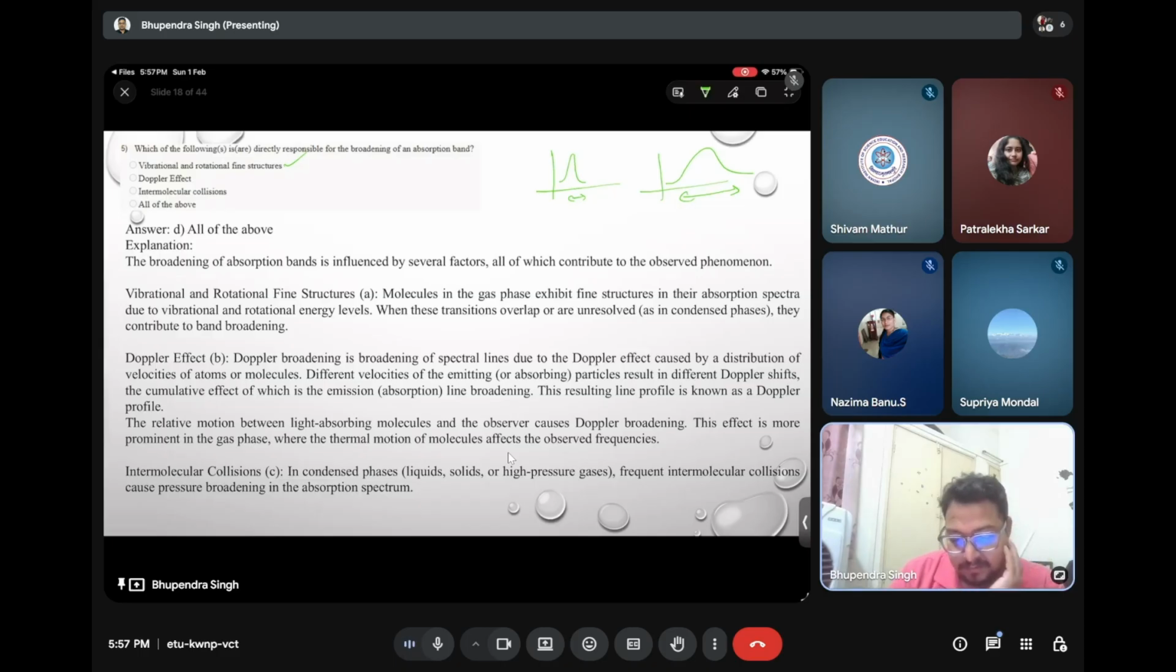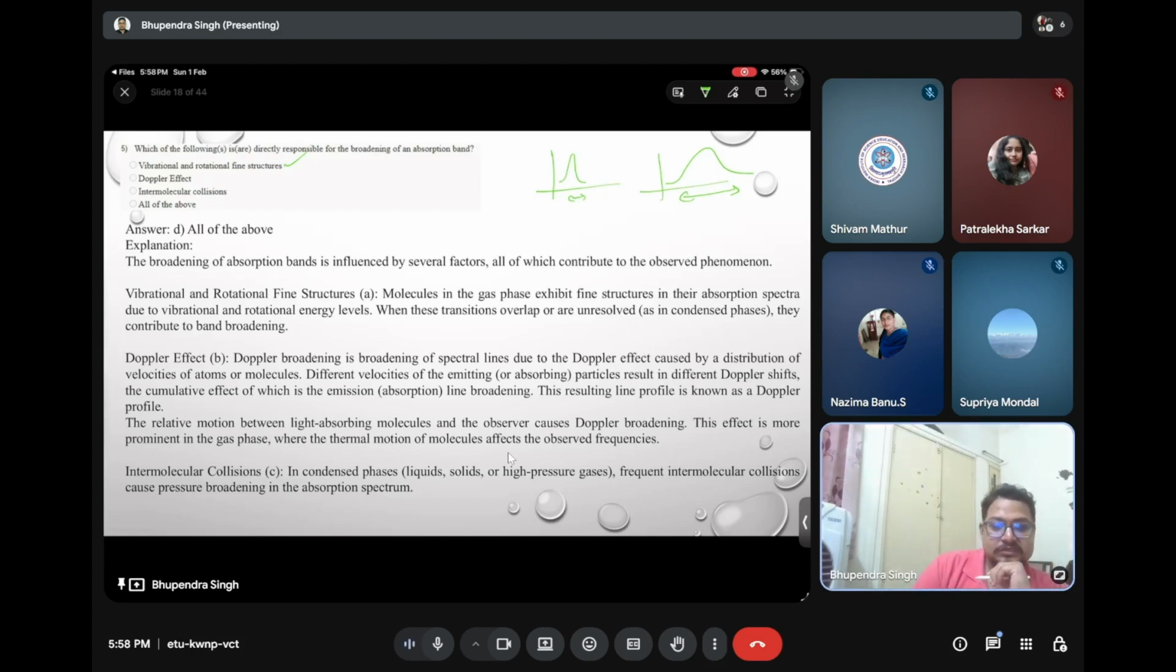So here I have written: the Doppler broadening is the broadening of the spectral line due to the Doppler effect caused by the distribution of the velocity of atoms or molecules. Different velocities of emitting or absorbing particles result in a different Doppler shift, the cumulative effect of which is the emission or absorption line broadening. This resulting line profile is known as the Doppler profile. The relative motion between the light absorbing molecule and the observer causes the Doppler broadening. This effect is more prominent in the gas phase where the thermal motion of the molecules affects the observed frequency.